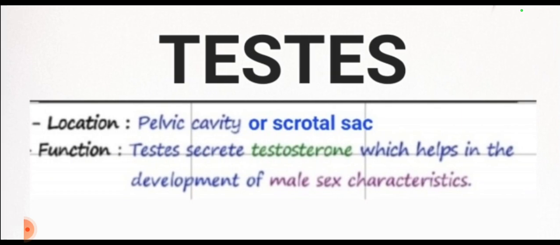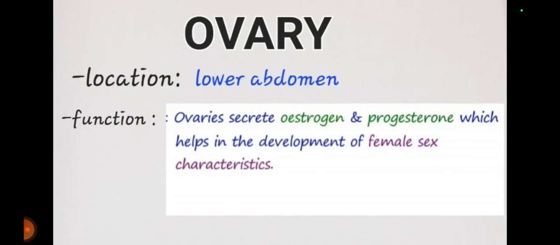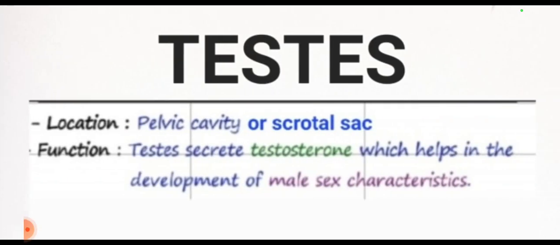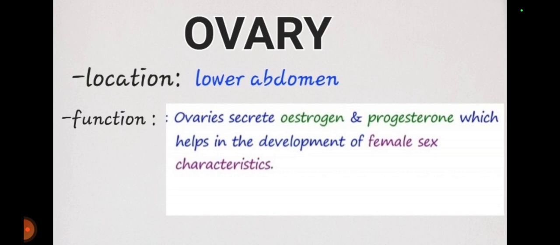Okay, the next is the ovary. The ovary is located in the lower abdomen. As you can see, the testis releases a hormone called testosterone, and the ovaries release two hormones called estrogen and progesterone. These two help in the development of female sex characteristics.